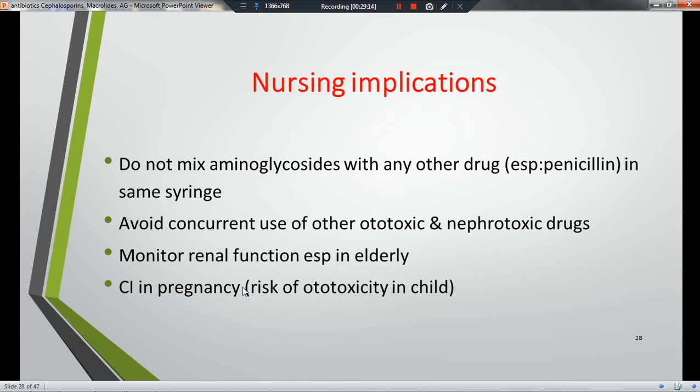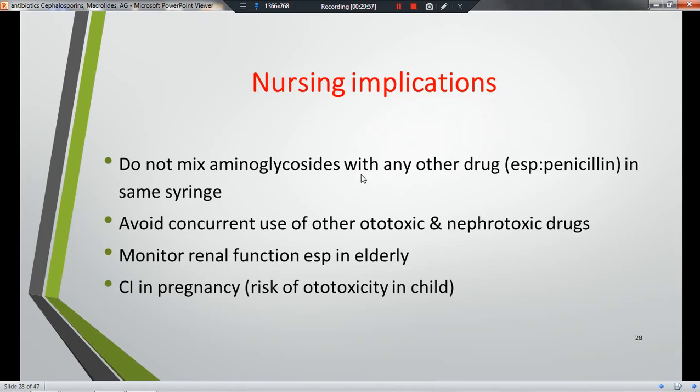Coming to nursing implications, always remember you should not mix aminoglycoside with any other drug like penicillin. Give them in 2 separate syringes. Never mix them in the same syringe, that can lead to precipitation. And since these agents are highly ototoxic and nephrotoxic, you should not combine them with other ototoxic or nephrotoxic drugs. Always look out for renal function, especially in the elderly, because they are more prone to developing nephrotoxicity, and they are contraindicated in pregnancy because of the risk of ototoxicity in the child. These are the important nursing implications.